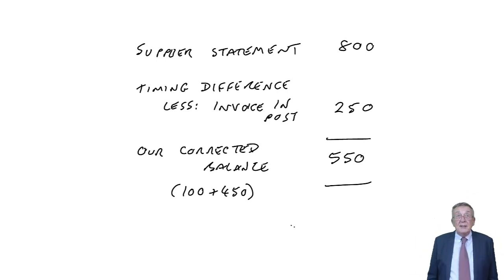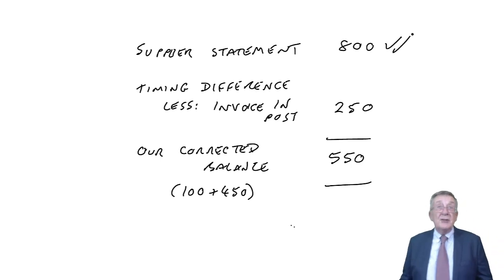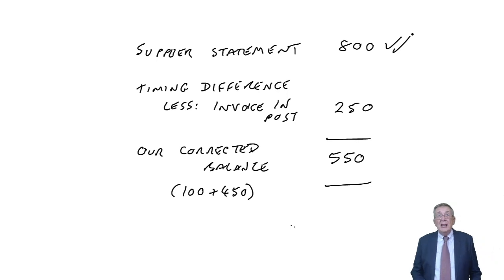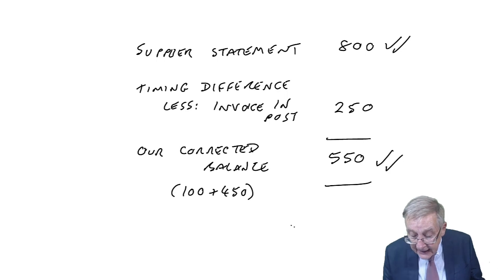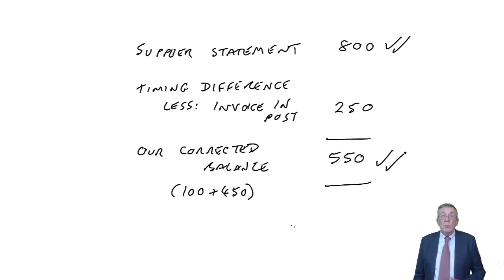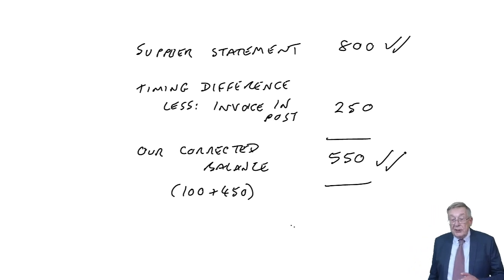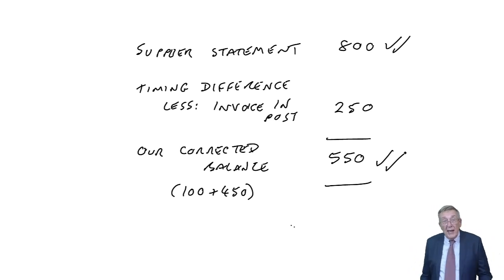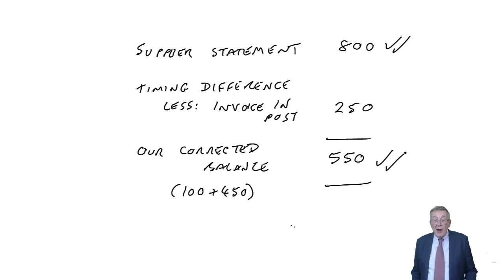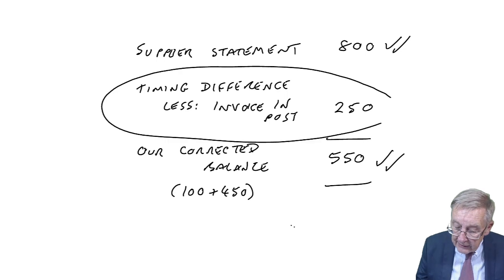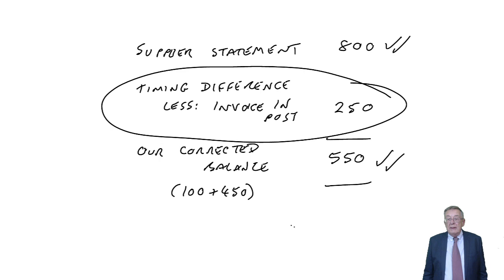And let me stress again, as I did earlier, that the 800 is correct. Supplier is not going to make any changes. The 550 is now correct. We've made a mistake, we correct it. And so at that stage, supplier's correct, we're correct. We know the reason for the difference, we can explain it, we can reconcile it. There is the reason for the difference, and we're happy.